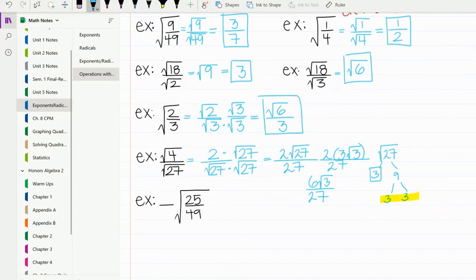Now we could actually reduce 6 and 27. They both have 3 in common. So this would become 2 root 3 over 9. So that one was a little bit tricky. We had a lot going on.